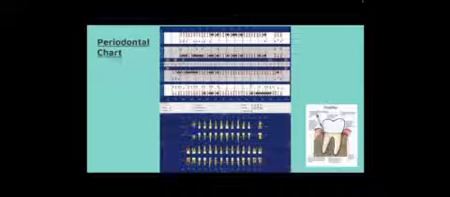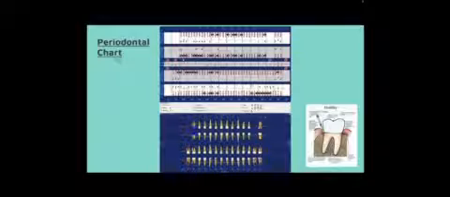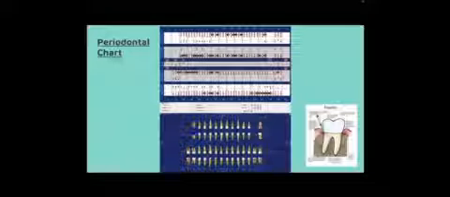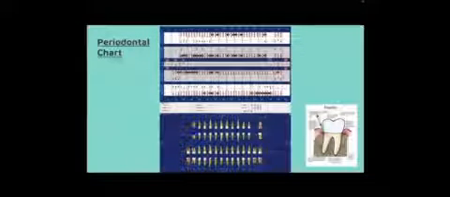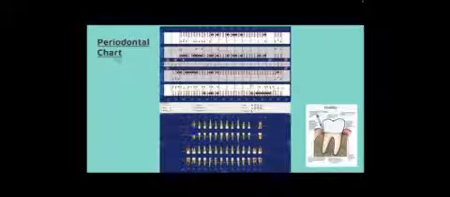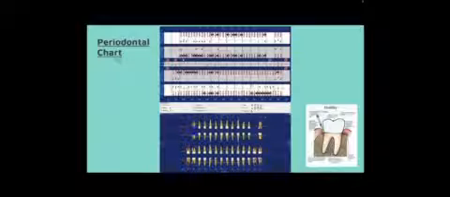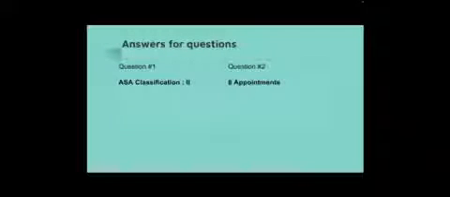Patient's periodontal chart. As you can see, he has pocket depths going up to 9 millimeters deep. He also has some missing teeth, as well as exudate on tooth number 21. He has bleeding upon probing, and he does have a stainless steel crown on tooth number 3. Question 2. How many appointments will be required? A, 3; B, 4; C, 6; D, 8.